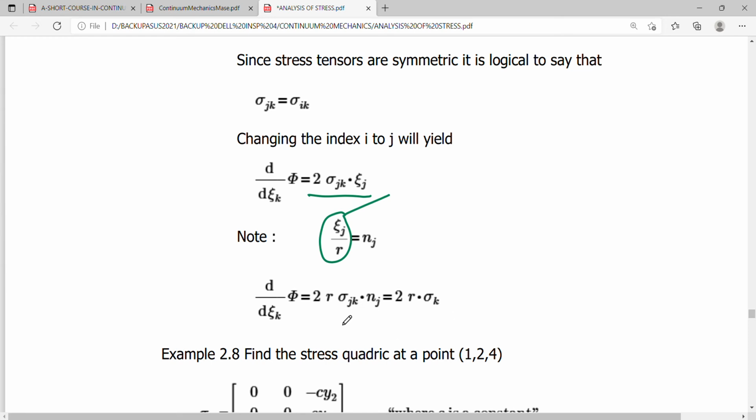Why? Because this sigma jk nj is simply your Cauchy stress tensor. So your Cauchy stress is a representation of the value for your stress tensor here. So this property may be used later to simplify the solutions to problems.